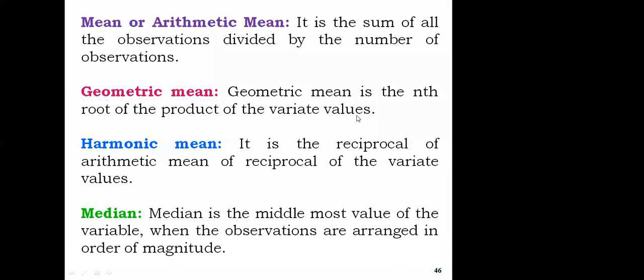And then what is the harmonic mean? It is the reciprocal of the arithmetic mean of the reciprocals of the variate values. And what is the median? Median is the middlemost value of the variable when the observations are arranged in order of magnitude, that means in ascending or descending order.